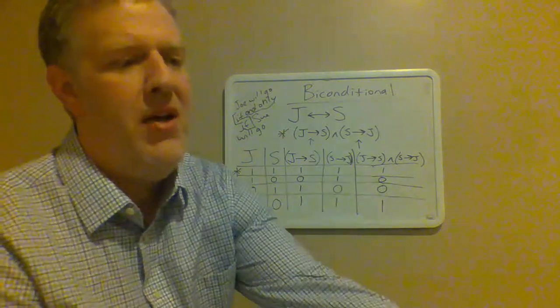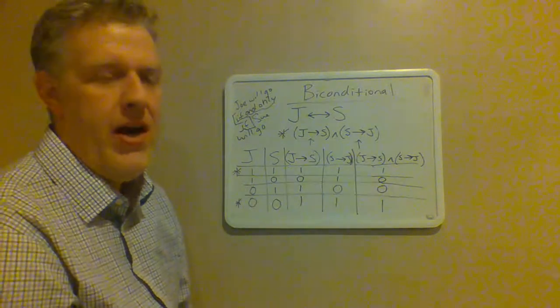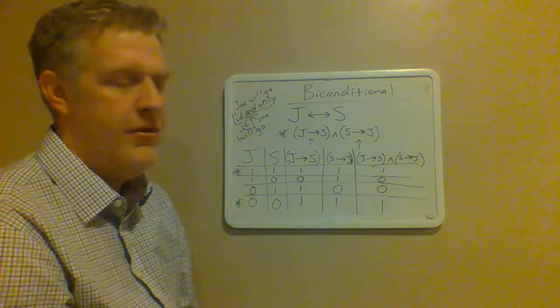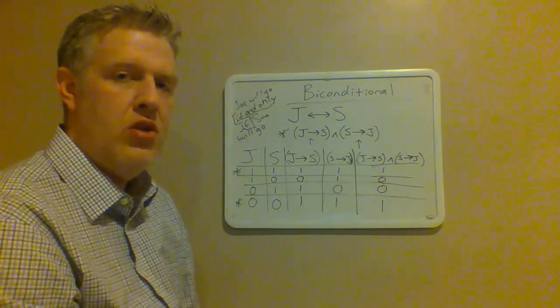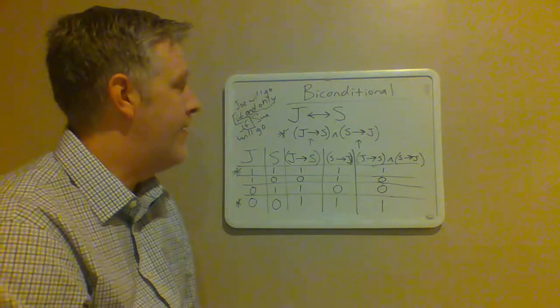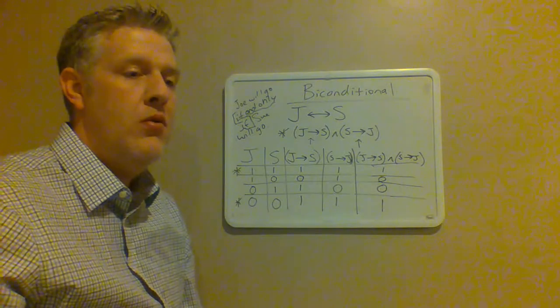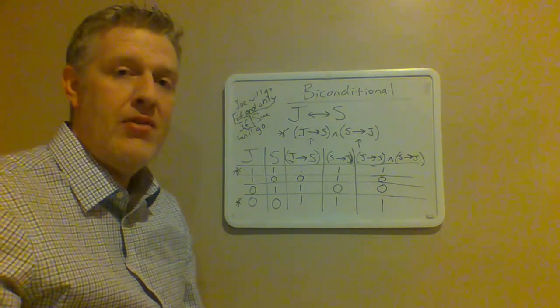Don't worry so much about the biconditional. We'll be working far less with that. The ones you'll really want to be comfortable with are the four basic ones: negation, conjunction, disjunction, and conditional. Okay, so hopefully this video helped, and we'll go ahead and move on to symbolizing compound claims in the next video.